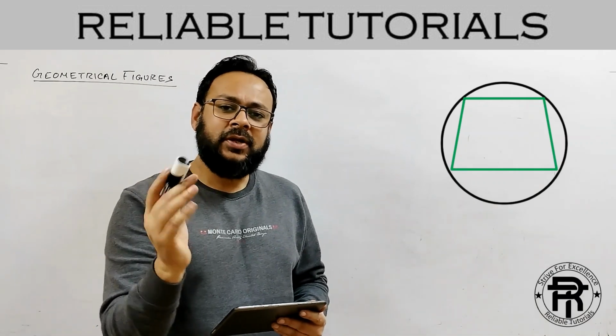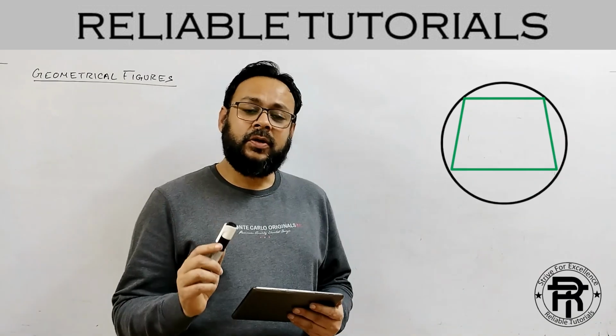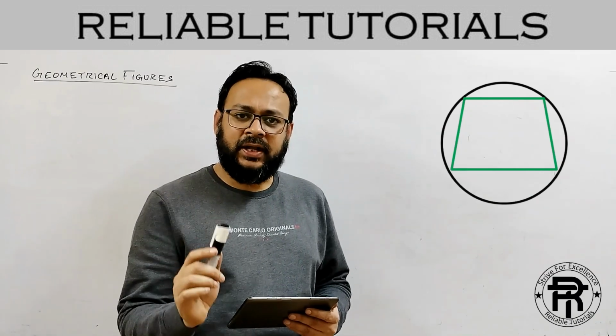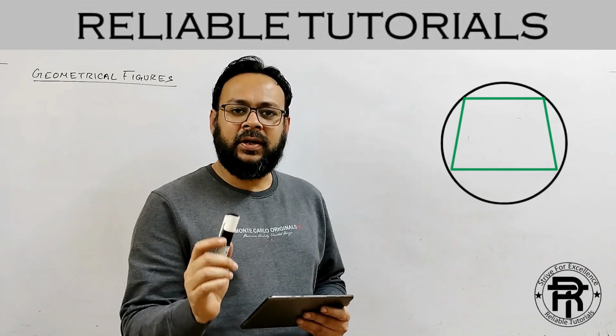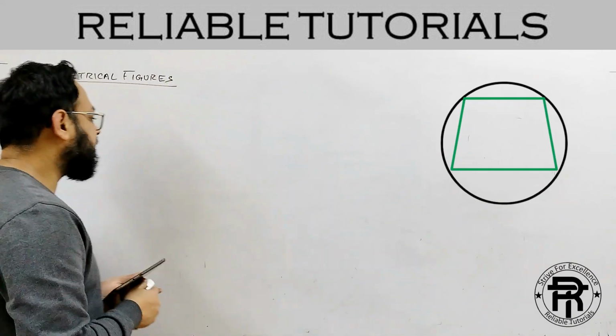Now the question is what exactly a cyclic quadrilateral is, but what's the property of a cyclic quadrilateral? The opposite angles of a cyclic quadrilateral are supplementary. Opposite angles are supplementary, means when you add them you will get 180. Let us understand.